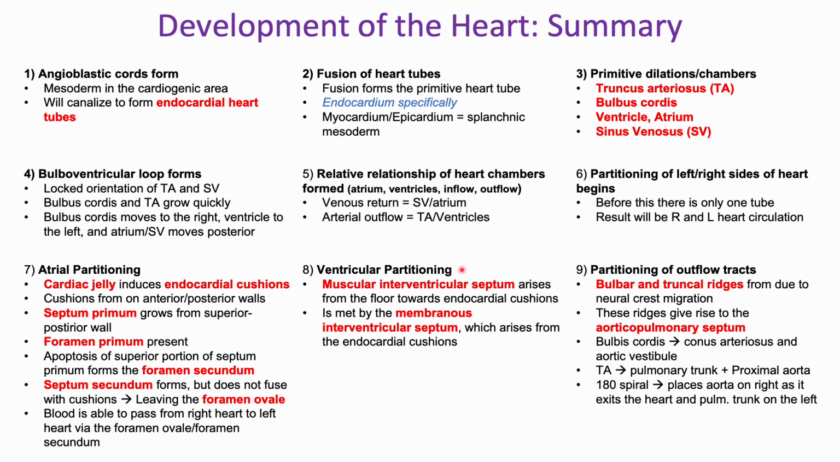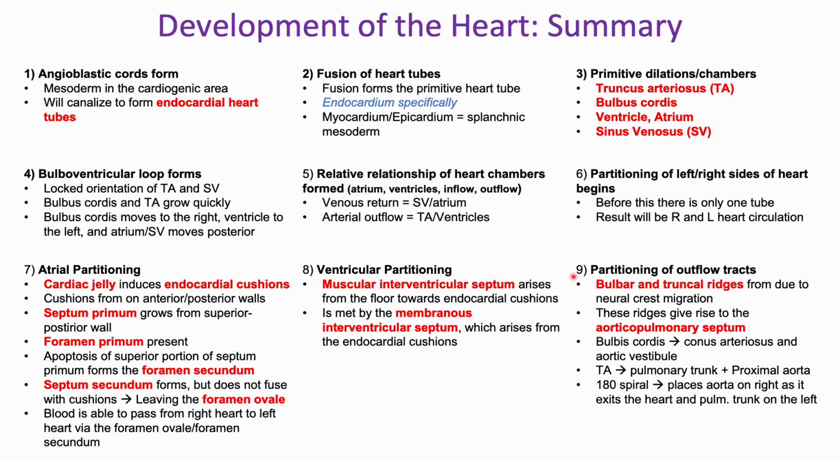We also have to separate the ventricles. This is going to start with the muscular interventricular septum, which is going to be rising from the floor, going up to the endocardial cushions, and it's met by the membranous interventricular septum, which is rising at the endocardial cushions and coming down. Again, we also have the aorticopulmonary septum, which is a component here.